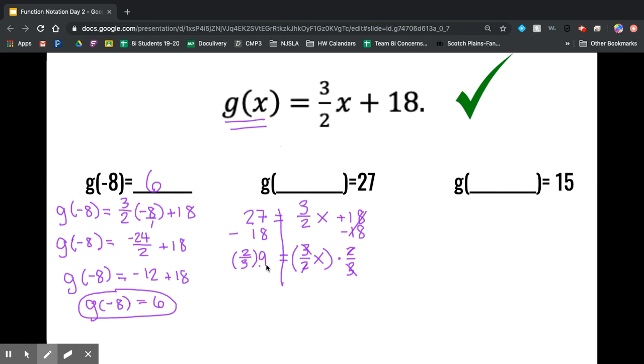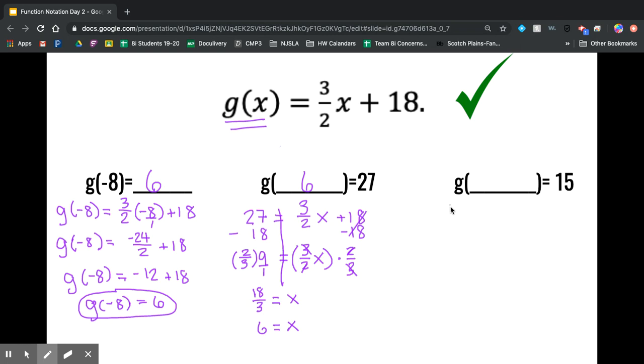When I multiply by a fraction, I've got to make this guy a fraction and multiply straight across. So 2 times 9 makes 18. 3 times 1 makes 3. So over here, x is alone. X equals 18 over 3. Well, I know what that equals. That equals 6. We got 6 again, but this time 6 is our input. So when I put 6 into the g function, I would get out 27. Whereas over here, I put in -8 and I happen to get out 6. That's just a coincidence. What about the last one? Why don't you try that one on your own?